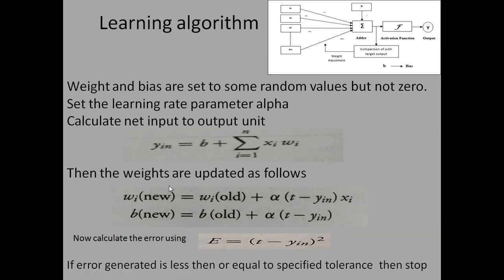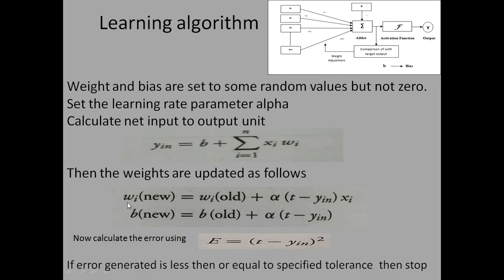Then we have to update the weights and calculate the error. To update the weight, we already have wi old, which we set initially, as we said we initially set weights and bias with some initial values, and alpha is also a set parameter. So wi new is wi old plus alpha times (t minus yn) times xi, where t is the target value we want and yn is the net input.